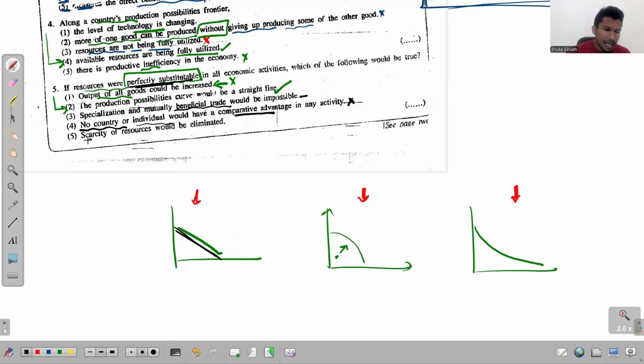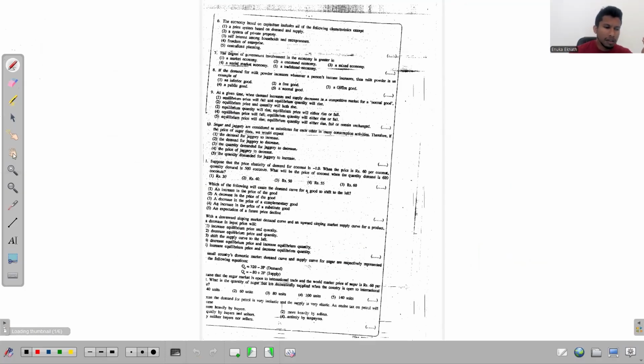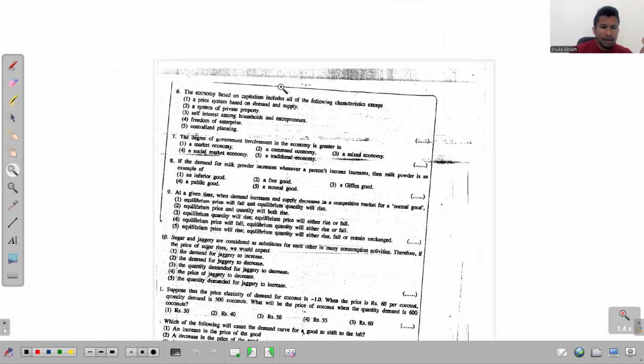The fifth one, scarcity of resources would be eliminated. No, scarcity is a common problem for any given economy, and that has nothing to do with the nature of resources, right? So that's why we select this second one to be the answer for this question 5. Right, now look at this one, question 6.